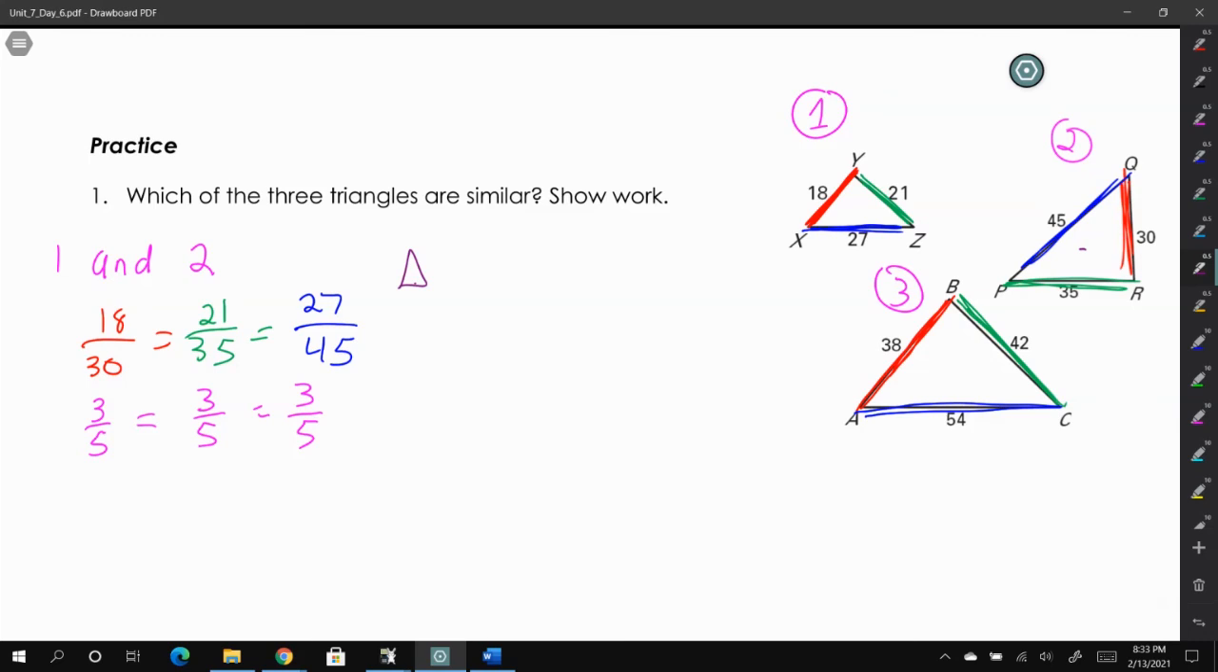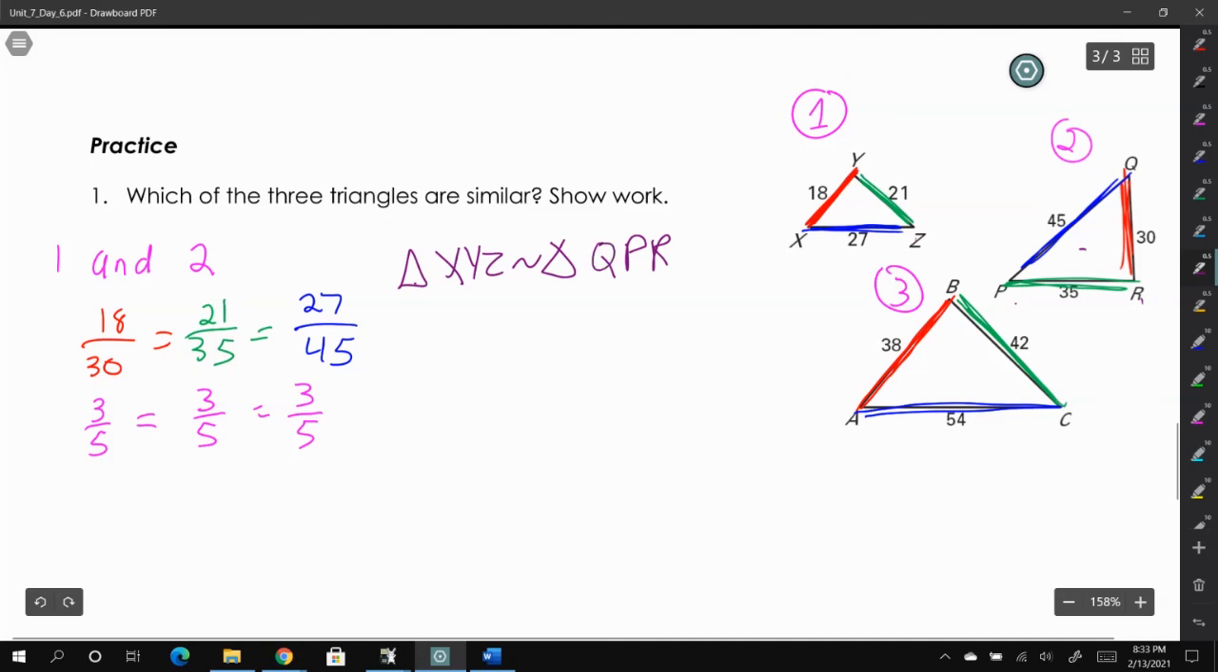So triangle X, Y, Z is similar to triangle, we got to go in order now, X, Y, Z, so I go from red to green to blue. So it's got to be Q, R, P, red to green to blue, the same order, by side, side, side similarity.